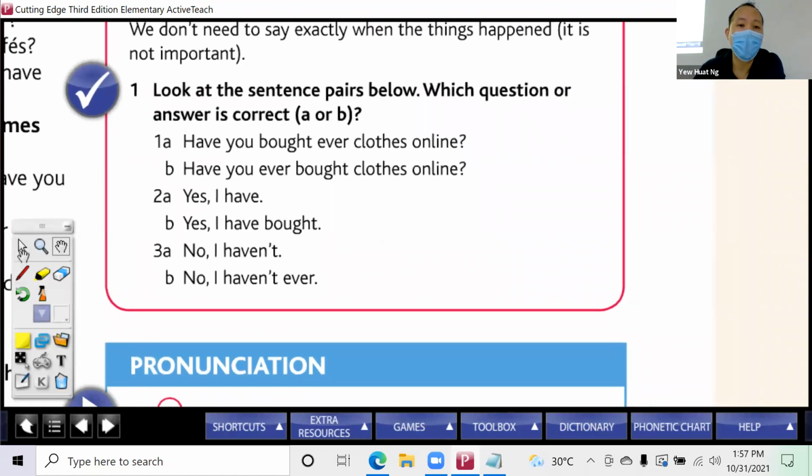So which one is correct? Number one, which one is correct? B. So what is the answer for number 2 and number 3?